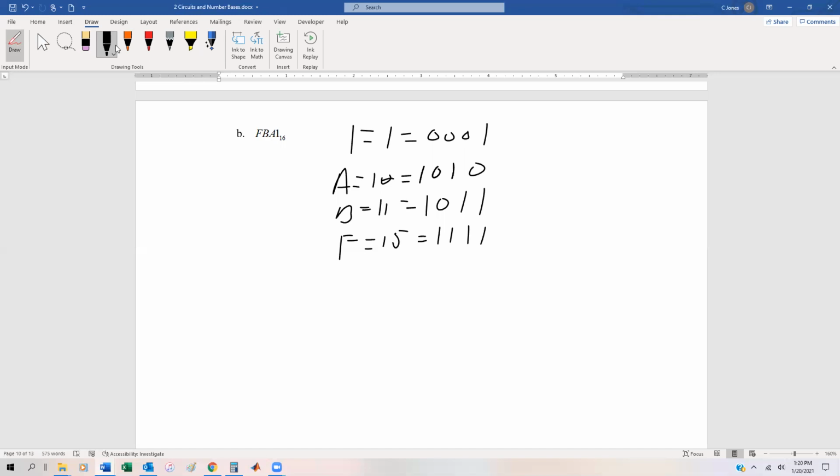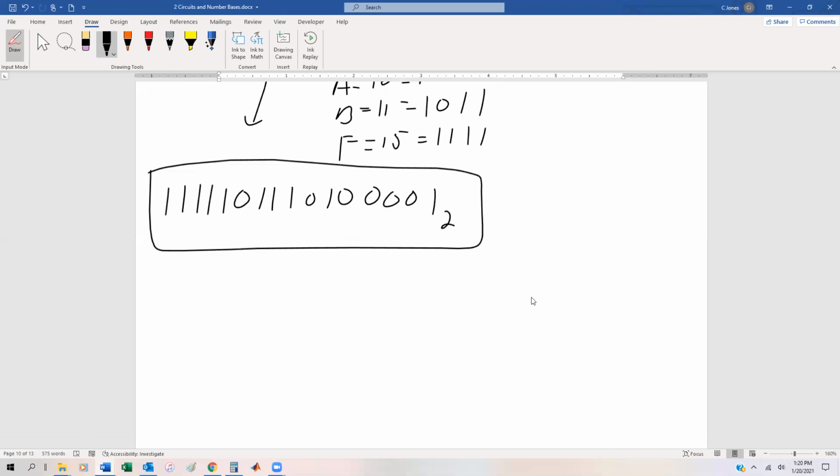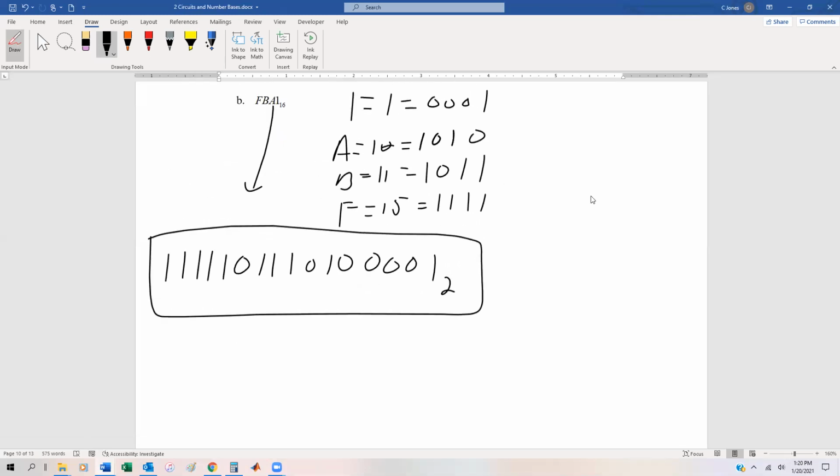And so in binary, this guy going from left to right, F is 1111, B is 1011, A is 1010, and 1 is 0001. All right, that's in base 2. All right, now here comes the fun part, which is being able to convert this into decimal.